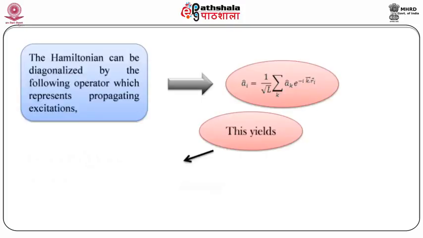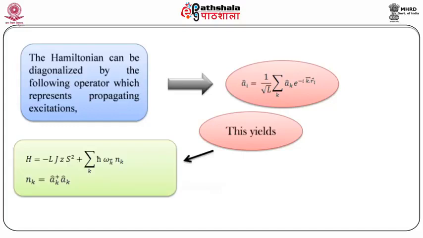Now remember that in the previous Hamiltonian which we had described, we had only retained terms which are quadratic in these a's, not cubic and the fourth power. We are happy with the quadratic because that's the next higher order. Now the Hamiltonian can be diagonalized by the following operator which represents propagating excitations.